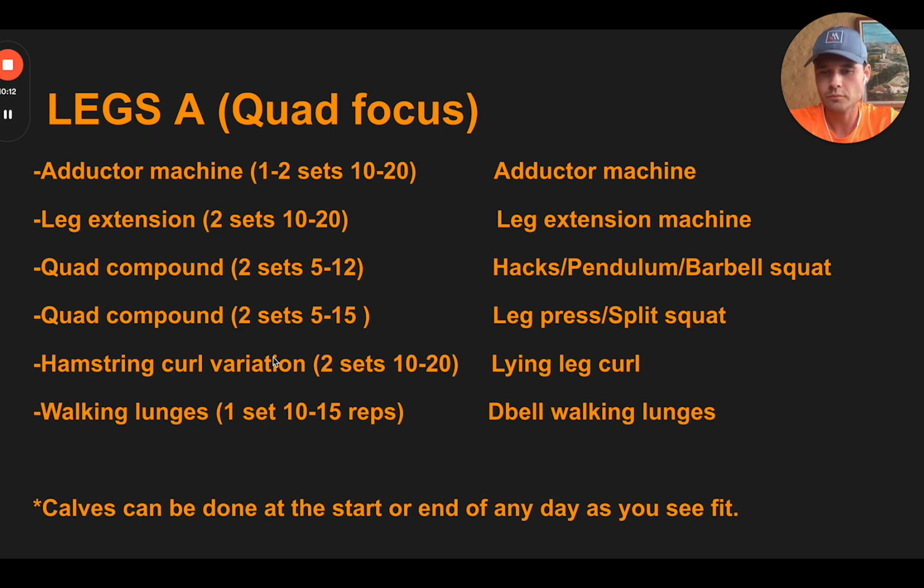Then we go into a hamstring curl variation. So we'll have a lying leg curl here, 2 sets, 10 to 20, and then we finish off with a walking lunge. It could be just 1 set that's going to suffice here, because you're already going to be pretty toast after all of this.